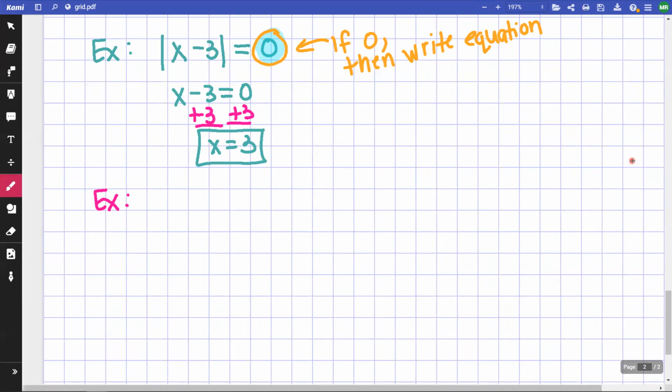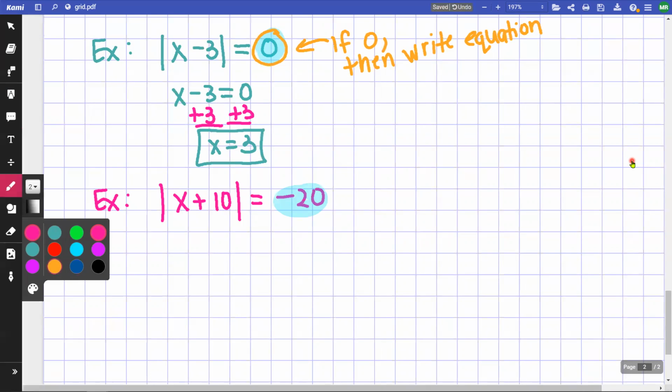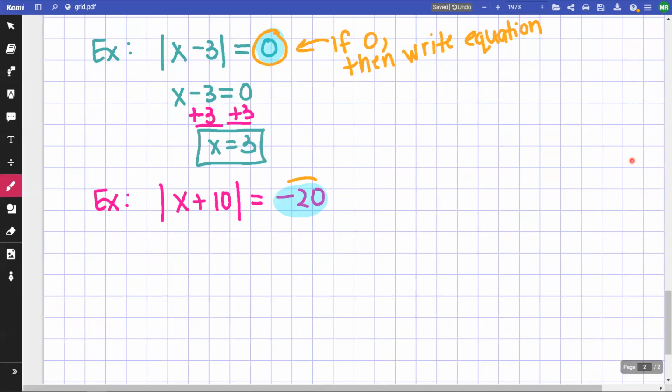Next example, let's say we have the absolute value of x plus 10 is equal to a -20. So you don't want to skip that first step of checking to see what's on the other side. There is a negative here. When I take the absolute value of a 20, I get 20. When I take the absolute value of a -20, I get 20. I will never get a -20 when I take the absolute value.